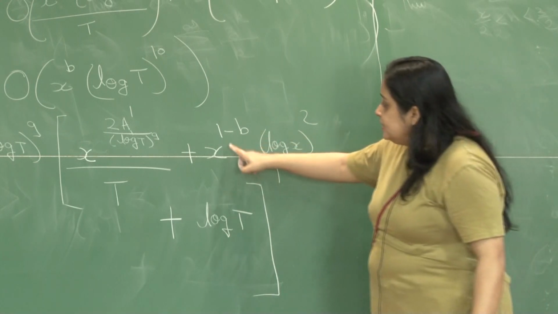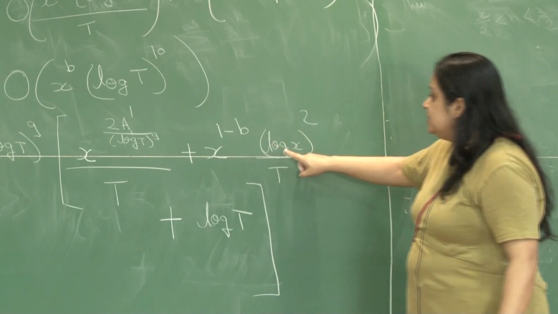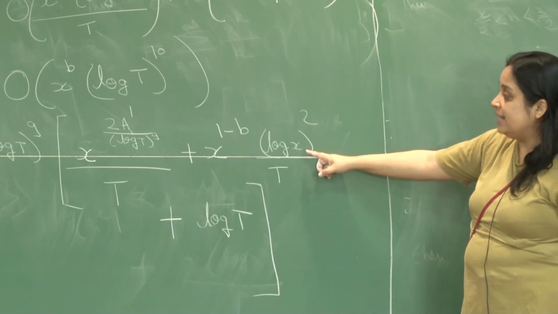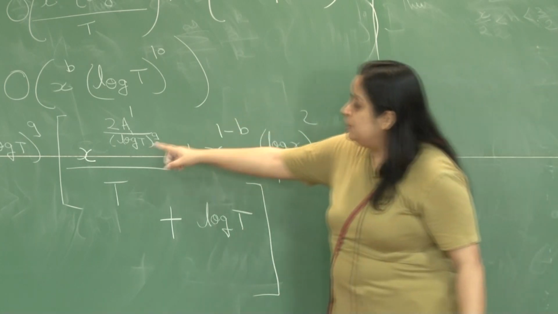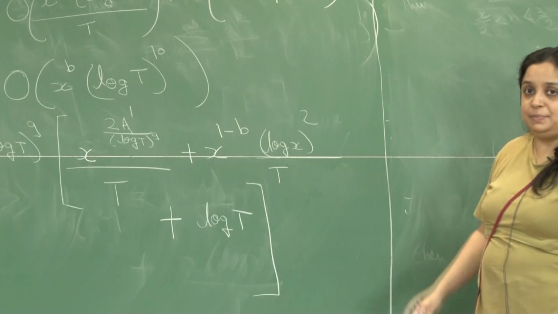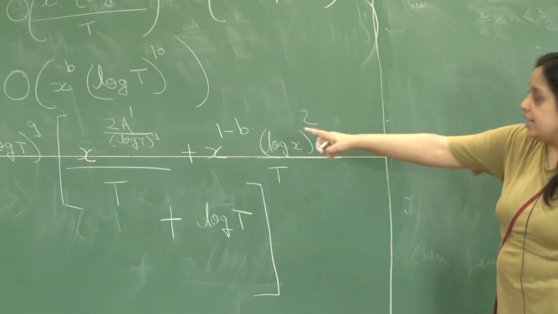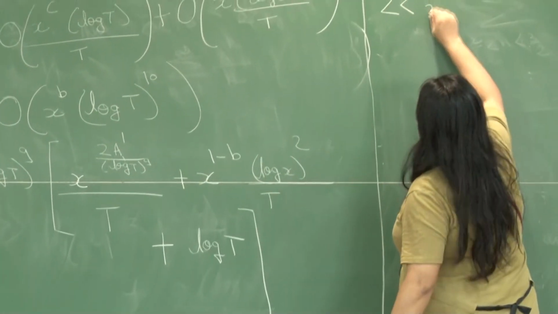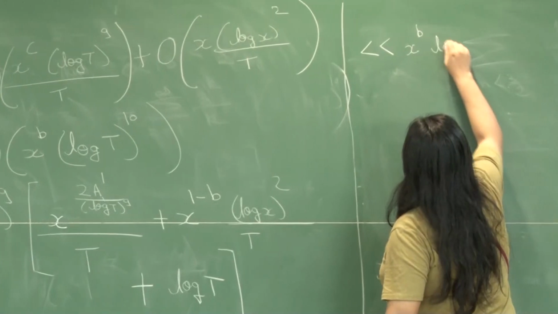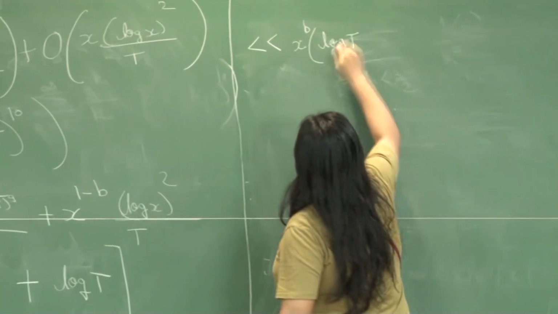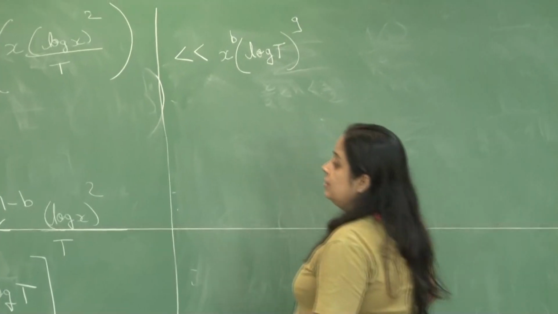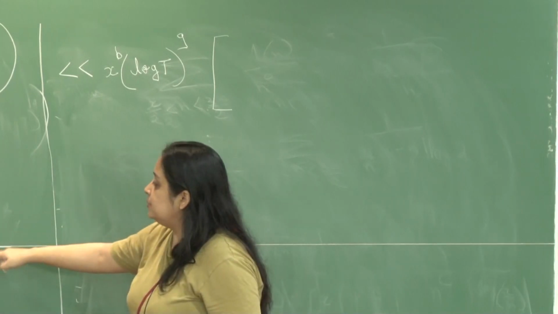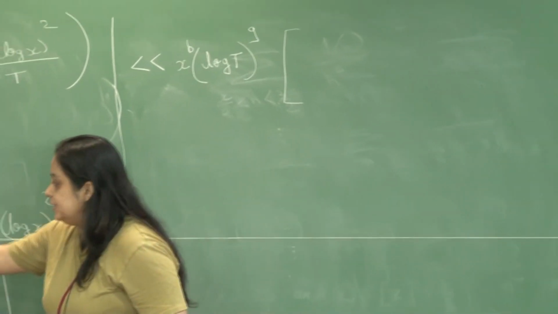And so x raised to the 1 minus b times something which is bounded above by any arbitrarily small power of x would certainly get absorbed in the error term x raised to the c minus b, since c is something greater than 1. And so what you have is less than x raised to the b times (log t) raised to the 9 times, we can ignore this error term now since it is of order which is less than this error term.